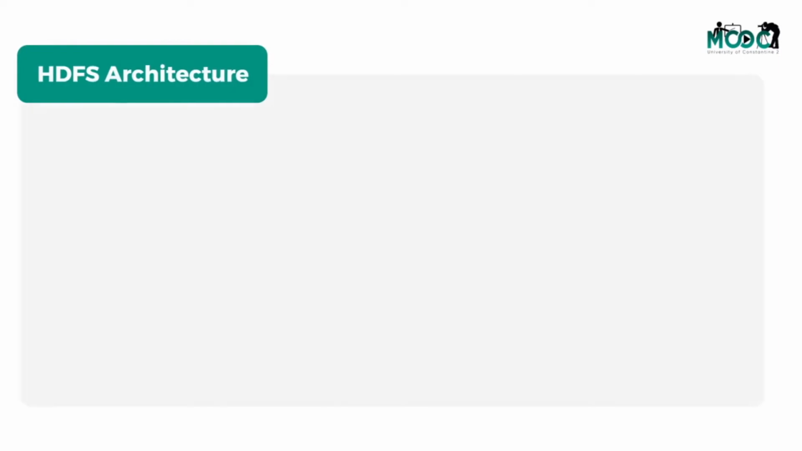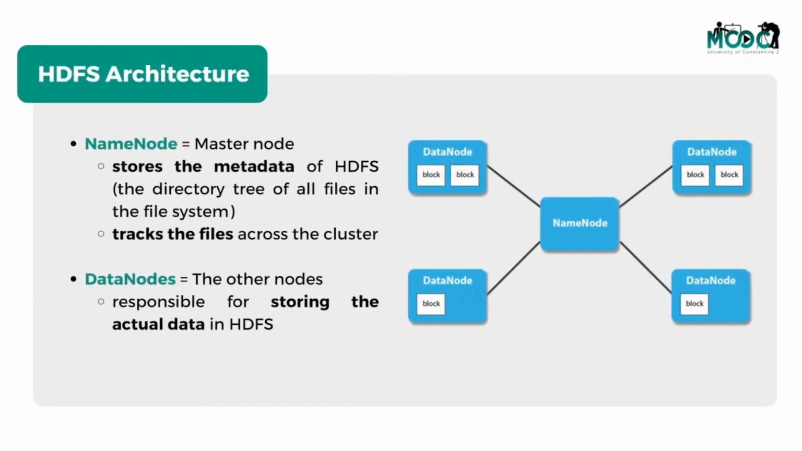We have the name node, which is also known as the master. Name node only stores the metadata on HDFS. It is a directory tree that contains all the metadata of all the files in this file system, and it tracks all the files across the clusters. The nodes other than the name node are called the data nodes. The data nodes are responsible for storing the actual data in HDFS.